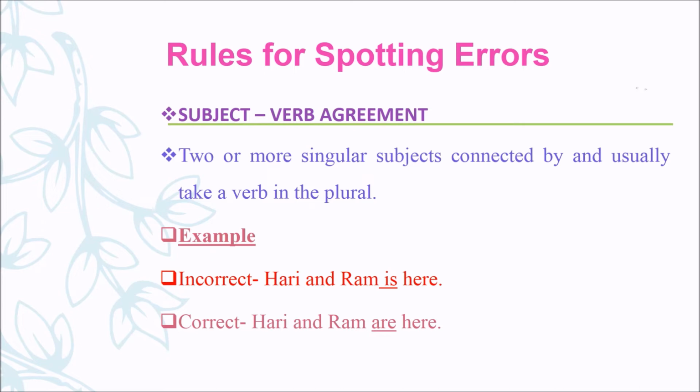So usually we have to put a verb in the plural form. So, what is the plural verb here? Yes, "are" is the plural verb here. So, Hari and Ram are here. It is the correct sentence.